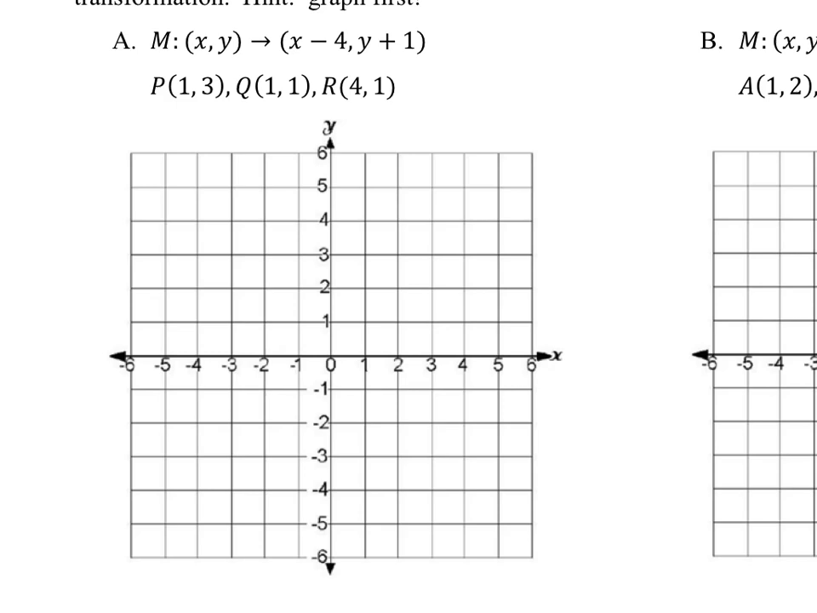And it's going to move 4 units to the left, and it's going to move 1 unit up in the vertical direction. So let's get started by graphing the pre-image. We've got our pre-image graphed, and now we're going to apply the mapping statement to the coordinates of the pre-image.